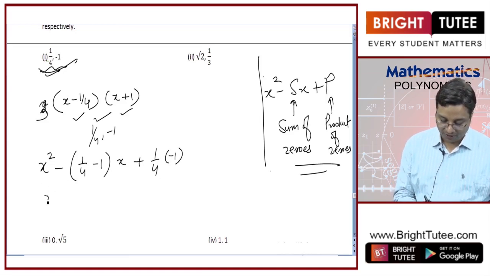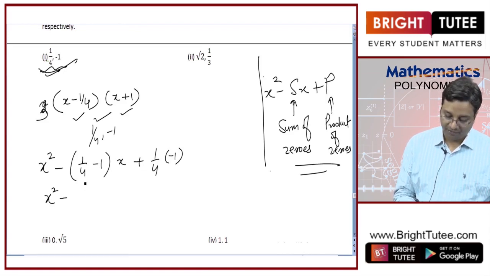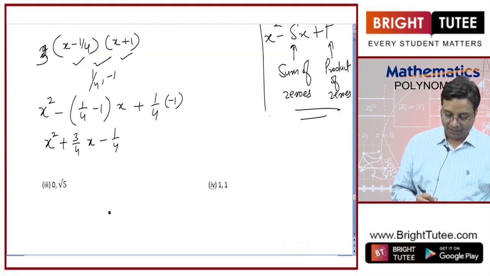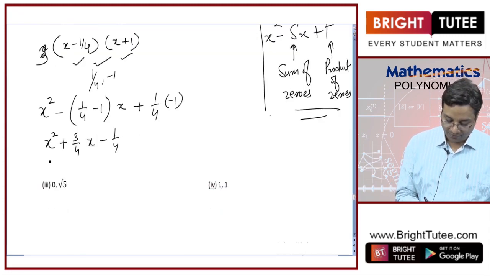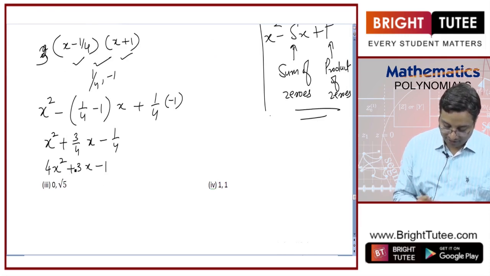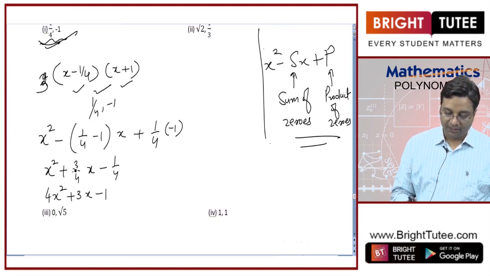So it will be equal to x square minus, this will become minus 3 by 4, 1 minus 4 is minus 3, minus 3 by 4, so minus minus plus 3 by 4 x, this will become minus 1 by 4. Now if I multiply it by 4, it will give me 4x square plus 3x minus 1, right. Why was I able to multiply it by 4? Because it won't make any difference to the zeros.